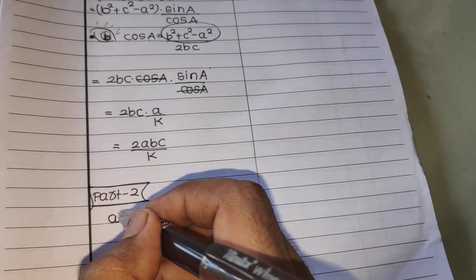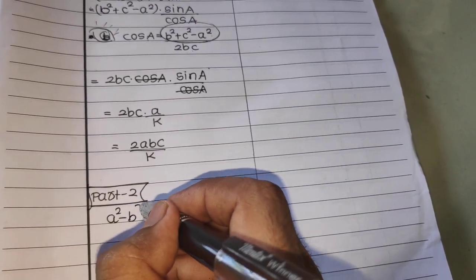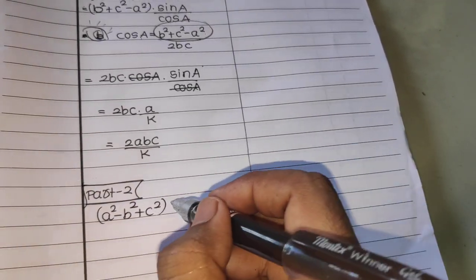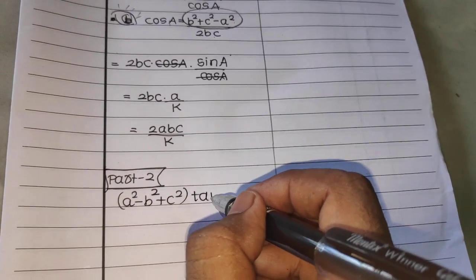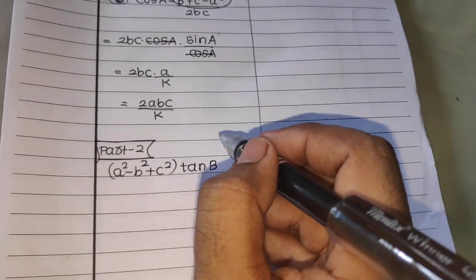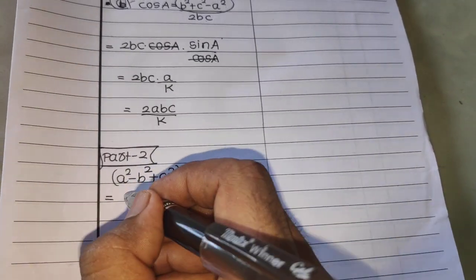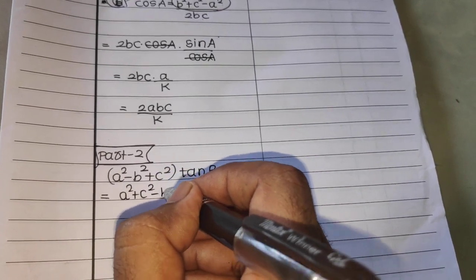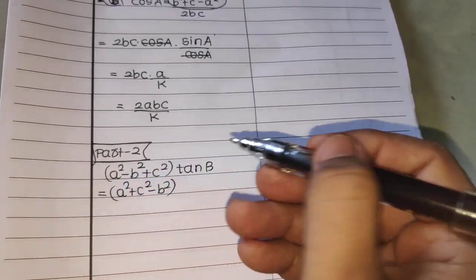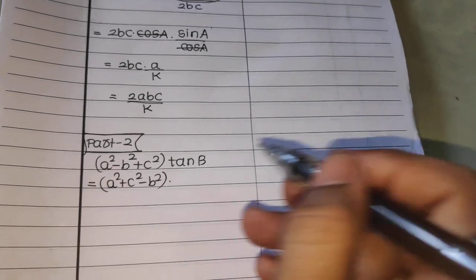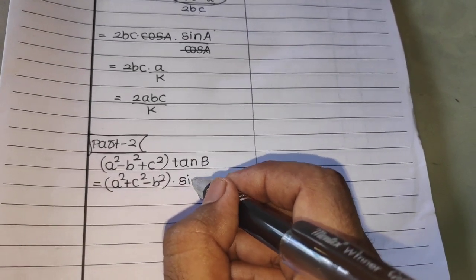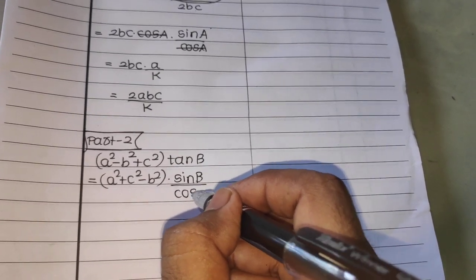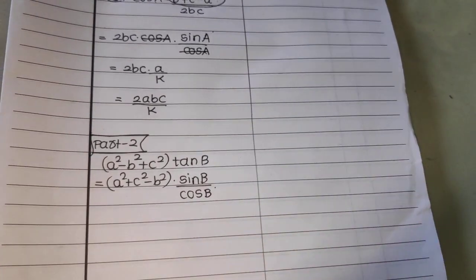So this time a square minus b square. Now this I am writing as a square plus c square minus b square into tan of b, which can also be written as sine of b upon cos of b.